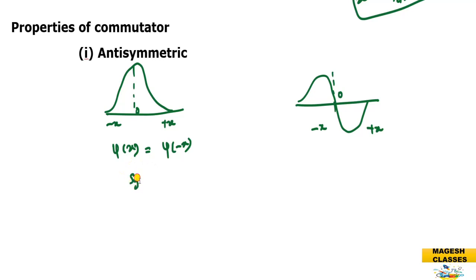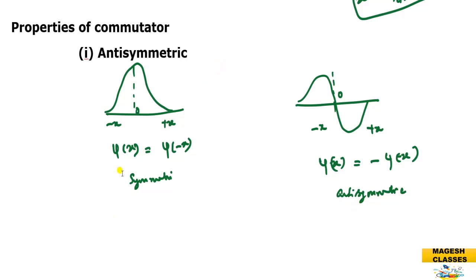It is said to be symmetric. In this direction, the wave function psi x is equal to minus psi x. And this also minus. Clear? So this is equal to minus psi x. Here the x value only changes. So the first is symmetric and this is called antisymmetric. So commutators are antisymmetric in nature. So this is the first property.